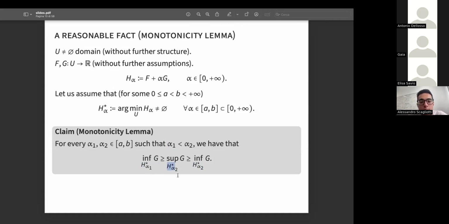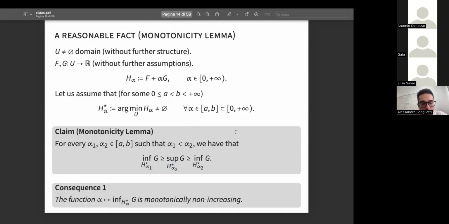This phenomenon is pretty natural and is related to what we said at the beginning: when alpha 1 is smaller, we are giving less importance to G in this trade-off. If you believe this lemma and you are curious about the proof, it's quite basic and I have a slide at the end of the presentation. So, if you believe this quite reasonable lemma, there are two important consequences.